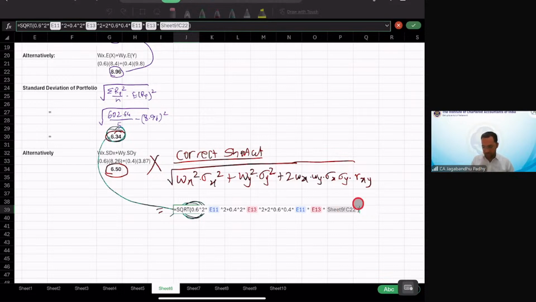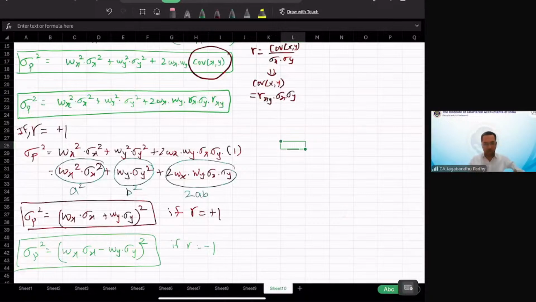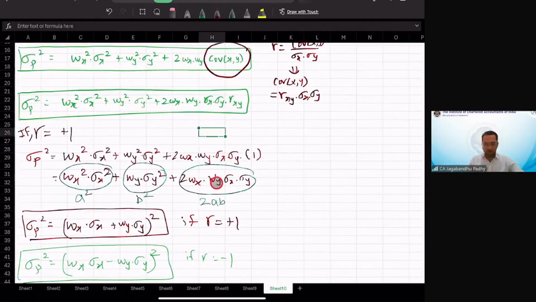Okay, and this was our correlation, which is 0.87. So the whole idea is we need to follow this particular formula for calculating the portfolio risk. Simple. If the correlation is 1, you substitute it over here. If the correlation is -1, you substitute over here. If the correlation is anything else, you substitute over here, and you will get the portfolio standard deviation.